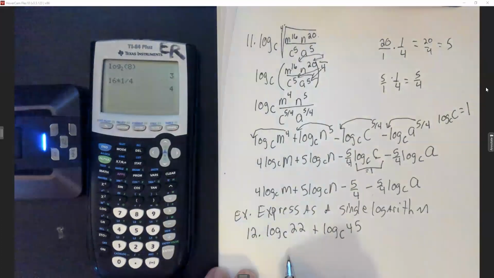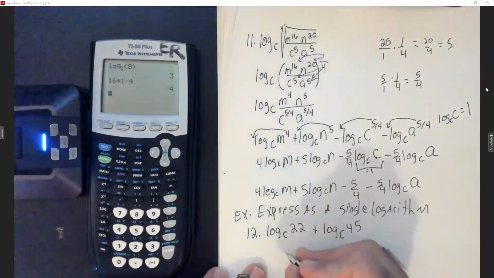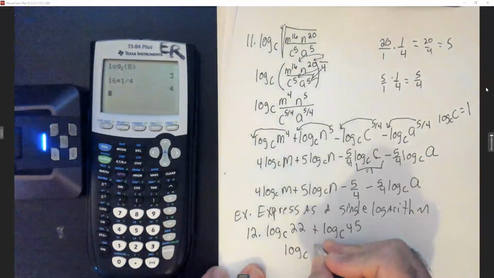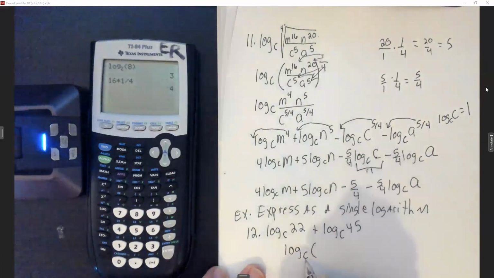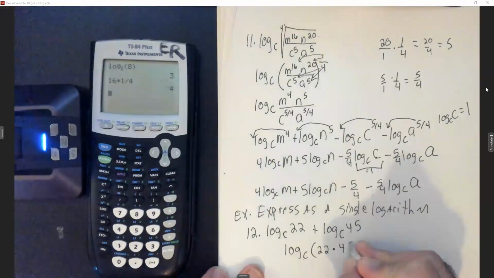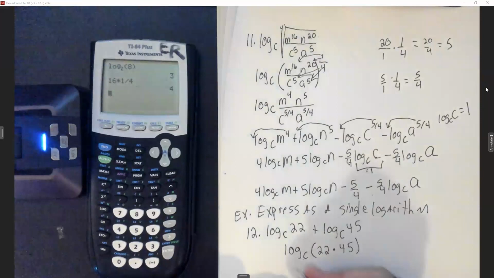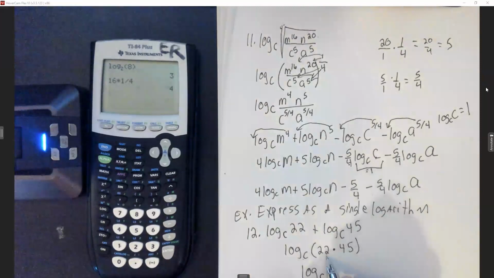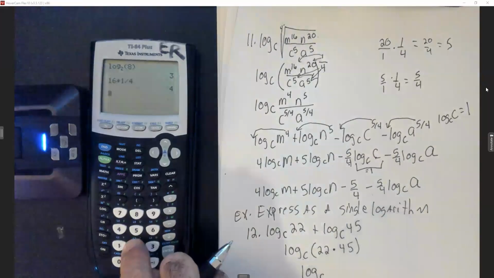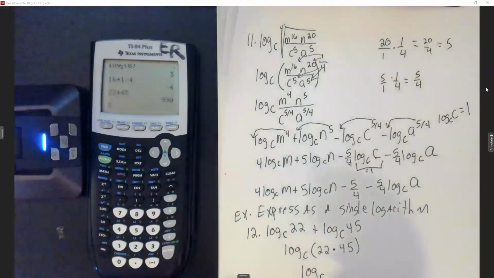All right, so what I would do, since they're being added, I would rewrite this as multiplication. So I would have log base C of 22 times 45. And y'all, I can even go further on this one because I know what 22 times 45 is. I can multiply that on the calculator. And 22 times 45 gives me log base C of 990.